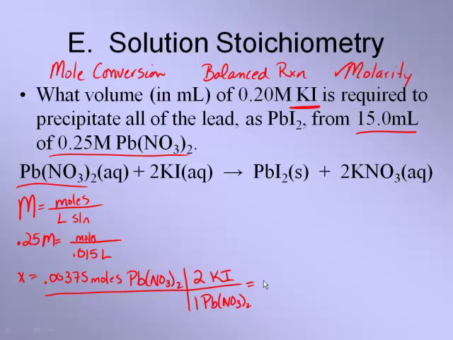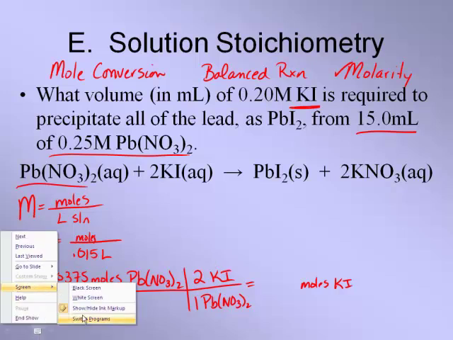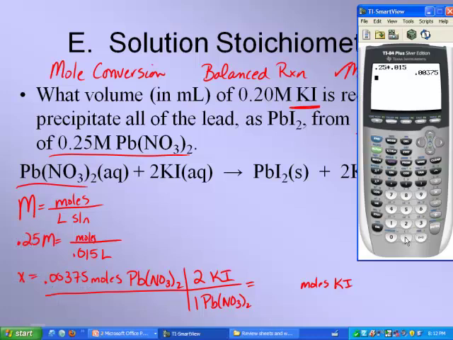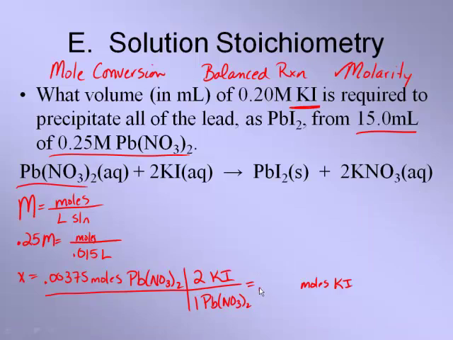Now, I don't want to go to grams. Why don't I want to go to grams? Because the question says, what is the volume in milliliters? So I'm going to go right back into molarities. So I'm going to find the number of moles, but now I'm going to find the moles of KI. Well, that's just twice 0.00375. Of course, I'm going to double check my numbers. Times 2, 0.0075 moles. Okay, so plug in what I know.